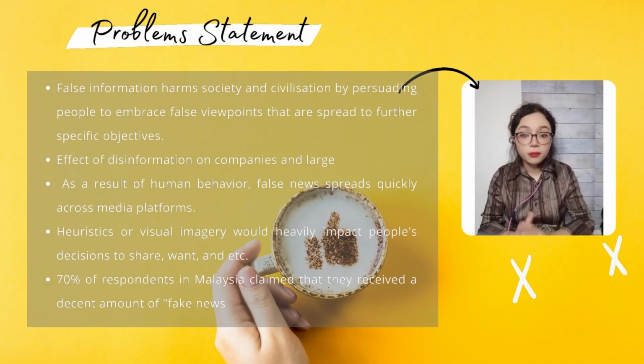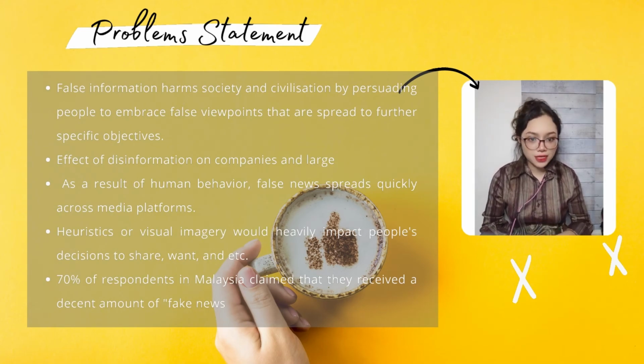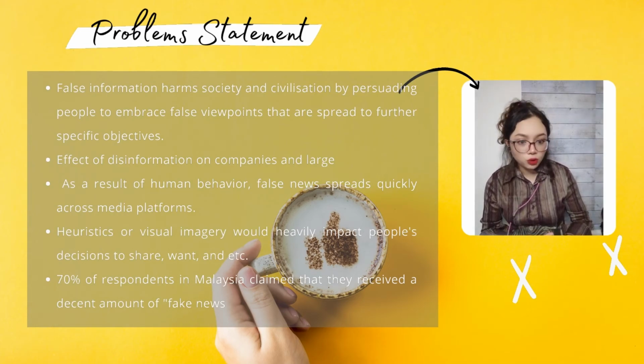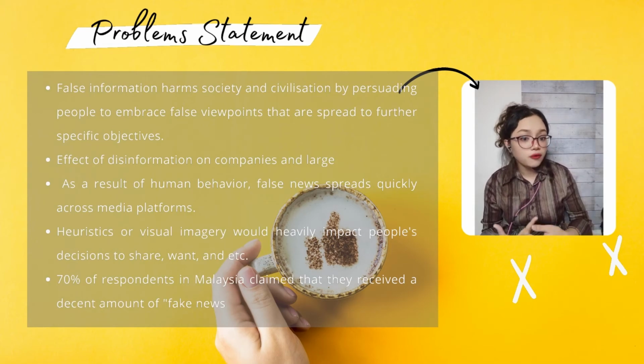So for the problem statement, firstly, they argue that false information has a negative impact on society and civilization because it intentionally persuades people to accept false views that are harmful to society. Secondly, incorrect information can harm retailers' interests by influencing consumer purchasing decisions. Customers may be duped into buying things based on fraudulent reviews, which is a form of internet fraud.